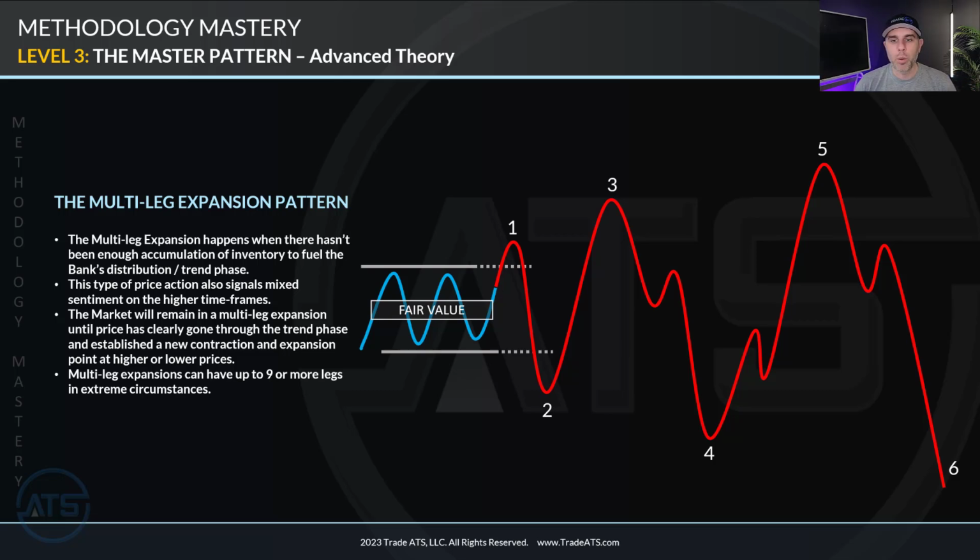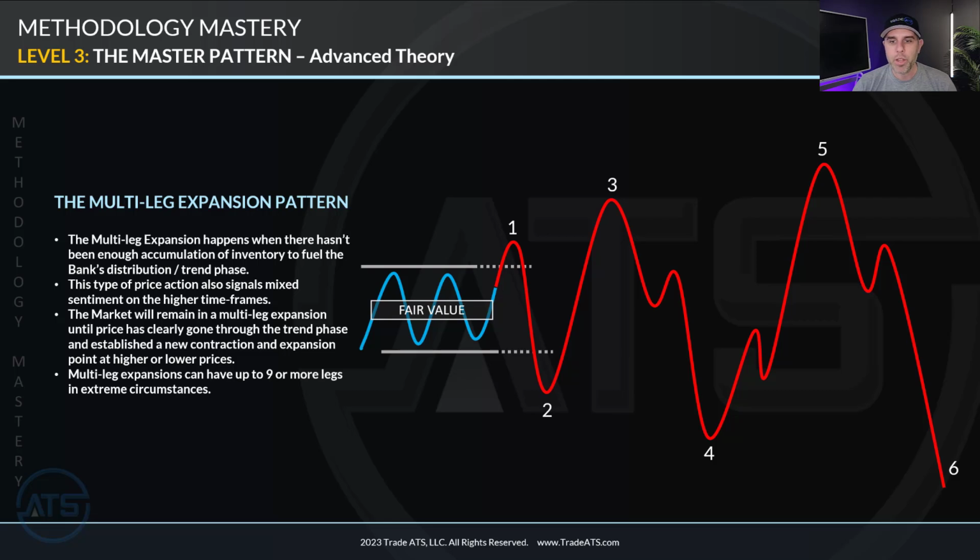Going on to our next bullet point, this type of price action also signals mixed sentiment on the higher time frames. Because if we are going to break out of any range in general, who needs to be behind that breakout in order to make it sustain? Who's going to hold their positions longer and stabilize that new market direction? It's the higher time frames. This also plays right into the distribution phase because you need those higher time frames to come in and add demand to the market or add supply to the market to stabilize the next trending move, whether it be up or down. So if the higher time frames aren't on board, that multi-leg expansion is going to keep expanding.